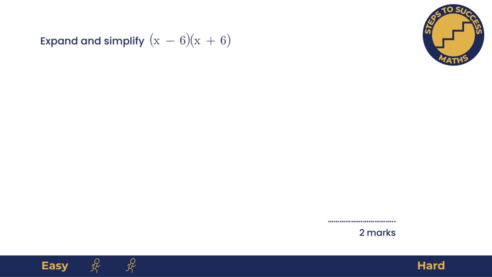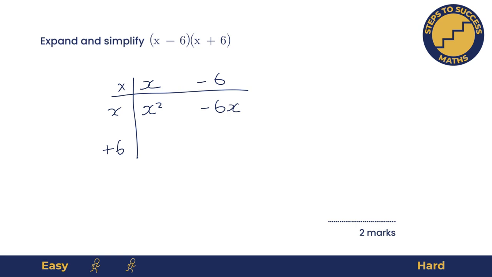Expand and simplify. x minus 6 times x plus 6. Okay, so again, we need a grid. x minus 6, x plus 6. x times x is x squared. x times negative 6 is negative 6x. 6 times x is 6x. And negative 6 times positive 6 is negative 36.